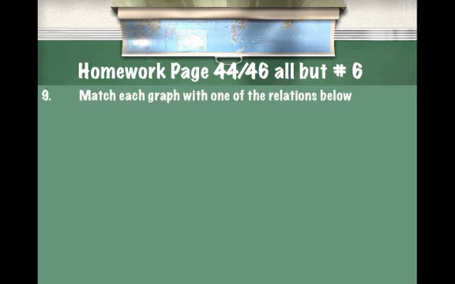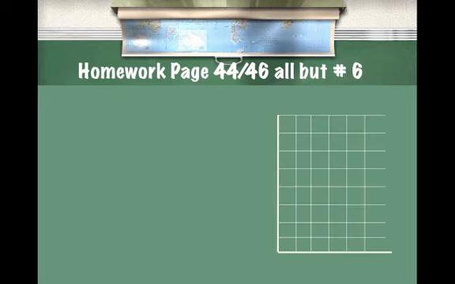Question 9, difficult for me to represent here on my PowerPoint. So just know that A was matched up with 4, B was matched up with 1, and C was matched up with Roman numeral 5.